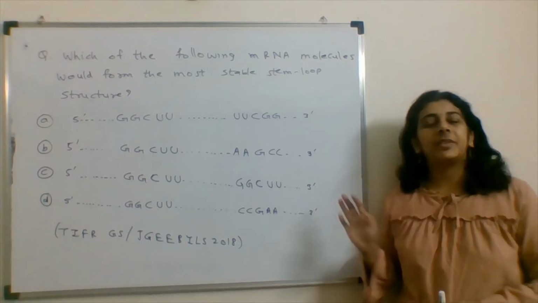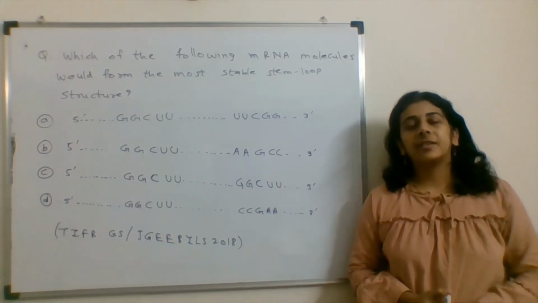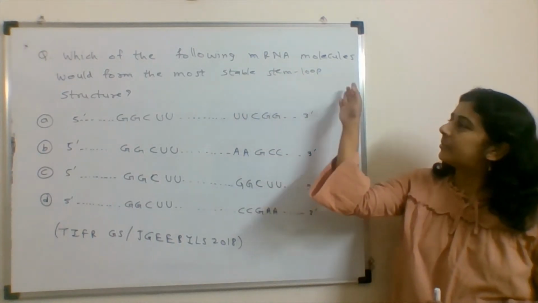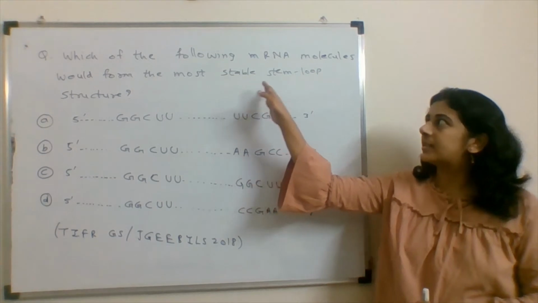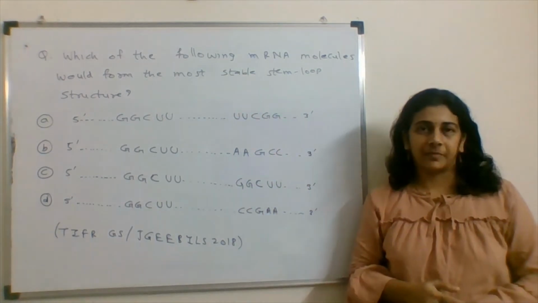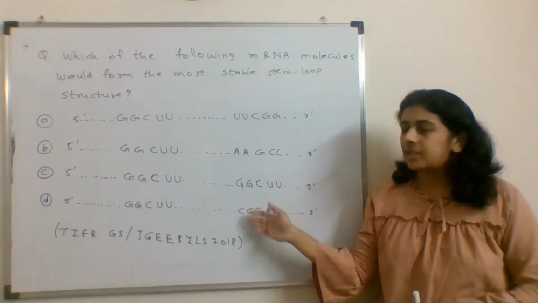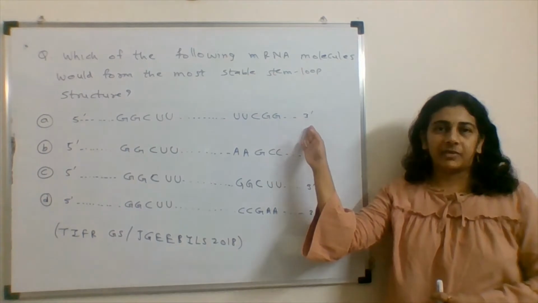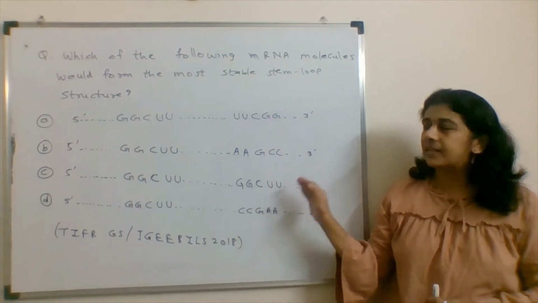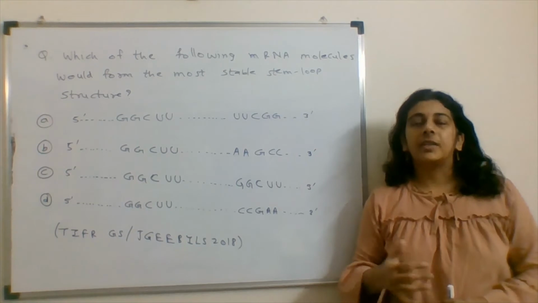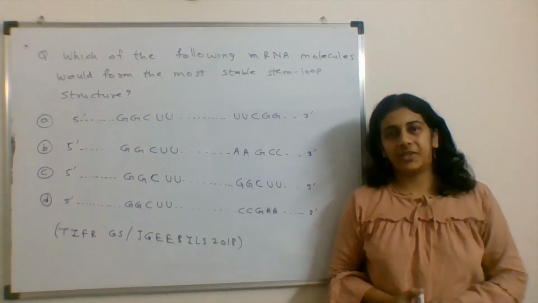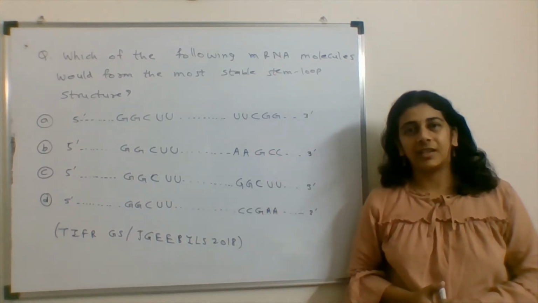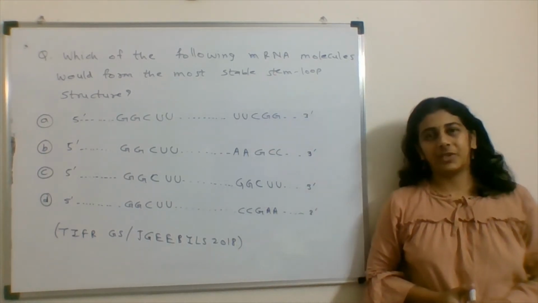The question is from TIFR exam, paper 2018. Which of the following mRNA molecules would form the most stable stem loop structure? The different combinations of these nucleotides are given. 5' and 3' is given everywhere, and it is asked which sequence would form a stem loop structure. So let's see what this stem loop structure is and what the answer for this question is.